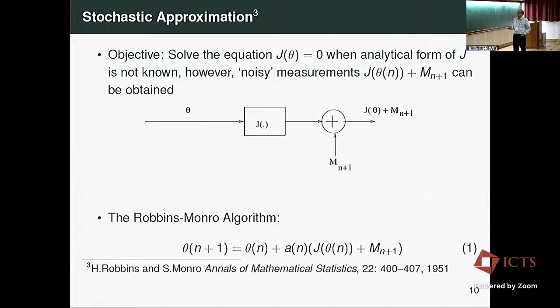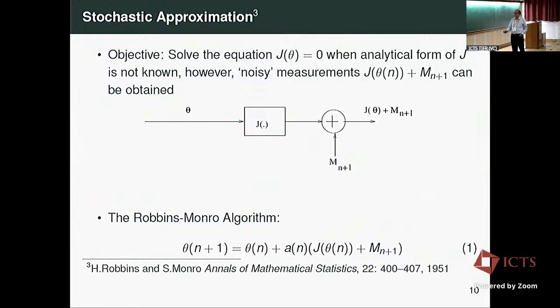And what Robbins and Munro did to solve this equation was to say there's a way in which you can update theta. You start off with some initial guess of theta, let's call that theta naught. And then as long as you have these observations available, you keep passing theta as it gets updated through this box, and keep making these observations, which you plug in here and multiply with what we call a learning rate or a step size. And then you add it to the previous value of theta to get a new theta.